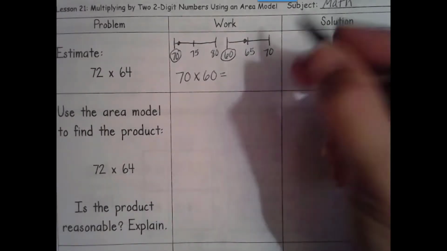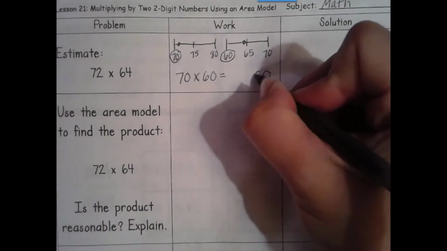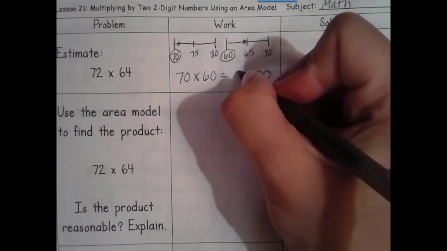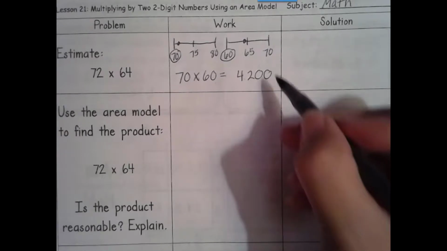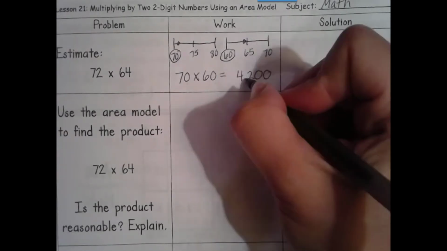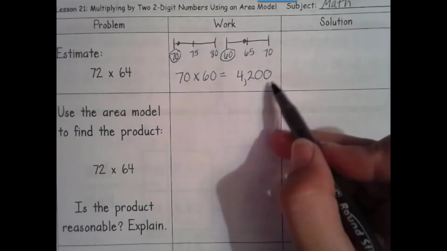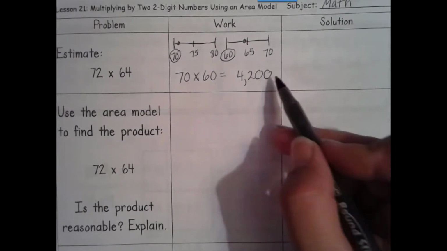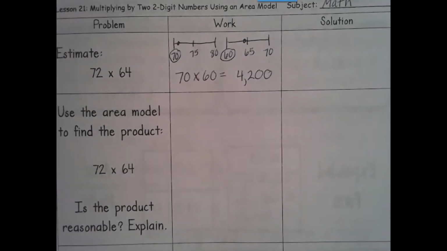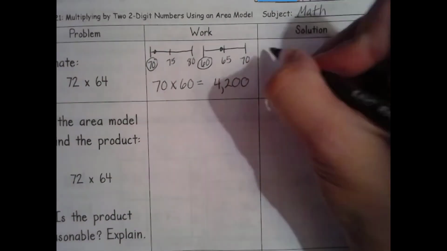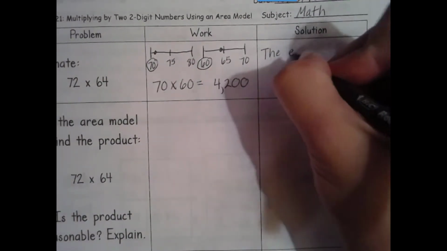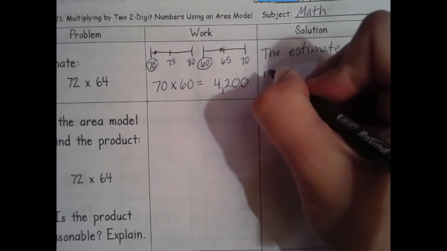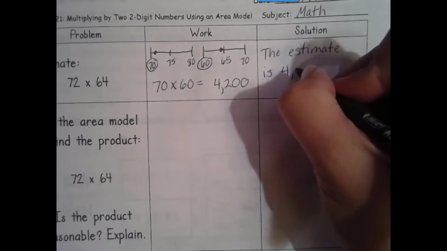Okay, I have 2 placeholders. We'll move it over 2 places. 7 times 6 is 42. Starting from the ones, 1, 2, 3, comma. Our periods are always in groups of 3. You will not put a comma in a group of 4. It will always be a group of 3. Our separations go in groups of 3. All right, the estimate is 4,200.